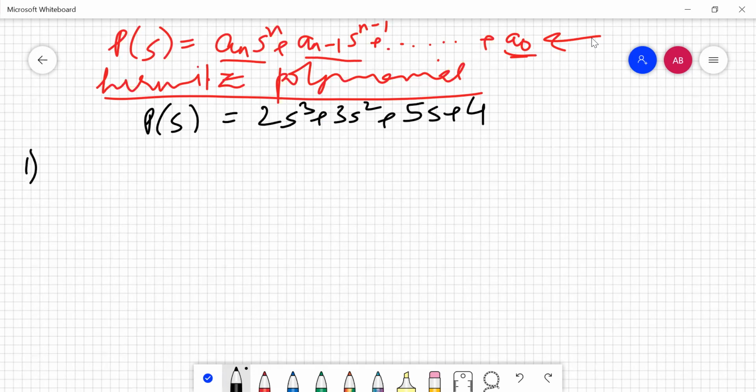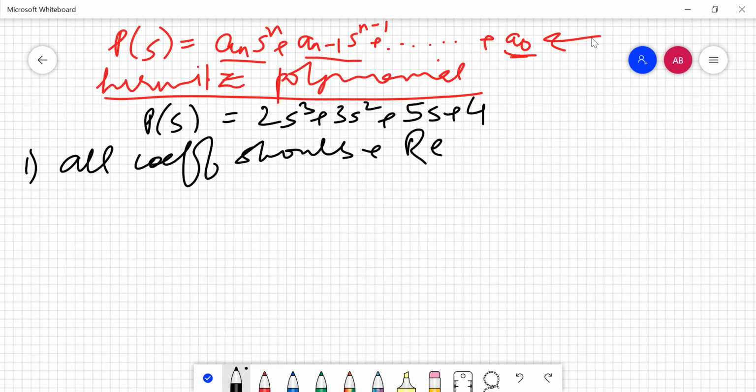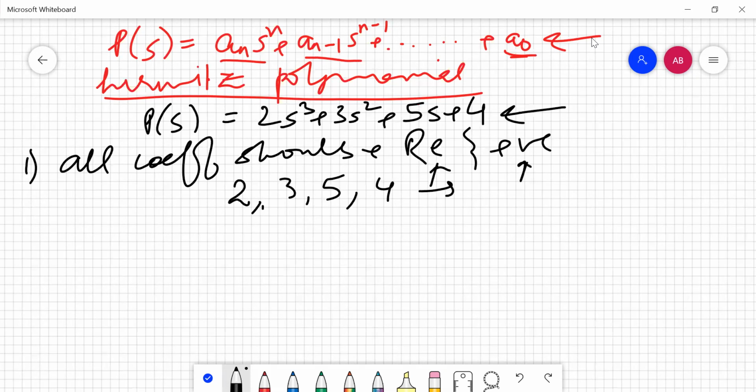So the very first property is that all coefficients should be real and positive. From here you can see that the coefficients of all the powers of S, that is 2, 3, 5, 4, they all should be real and positive. If you know about real and imaginary, it is always given like a plus jb. So the values should all be real. No single coefficient should be negative.